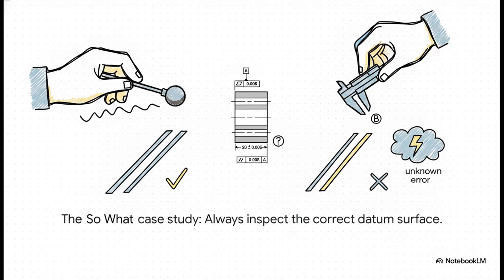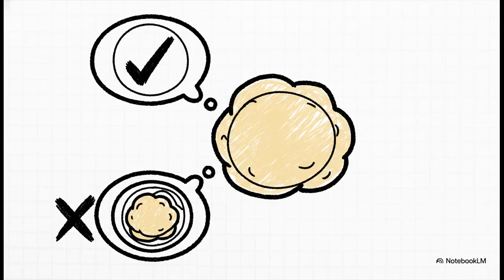The difference, my friends, is literally everything. If datum A and surface B aren't perfectly parallel, and spoiler alert, in the real world they never are, you are instantly introducing an unknown angular error into your measurement. You must strictly follow the datum reference frame exactly as it is called out on the drawing. Assuming things are close enough is a critical point of failure every single time.